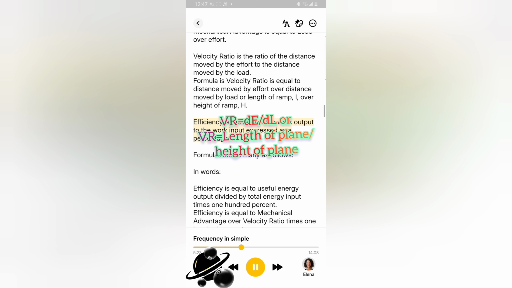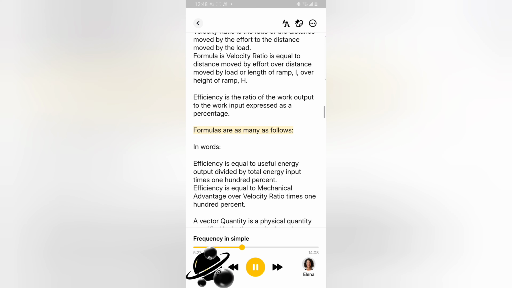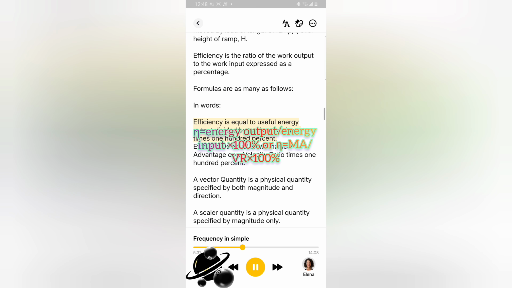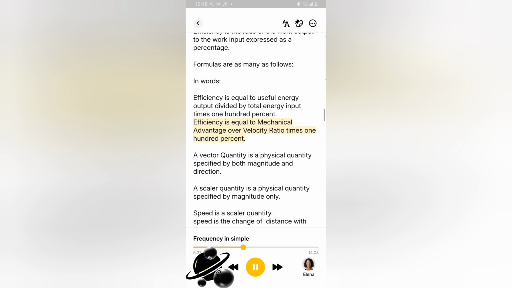Efficiency is the ratio of the work output to the work input expressed as a percentage. Formulas are as follows. In words, efficiency is equal to useful energy output divided by total energy input times 100%. Efficiency is equal to mechanical advantage over velocity ratio times 100%.